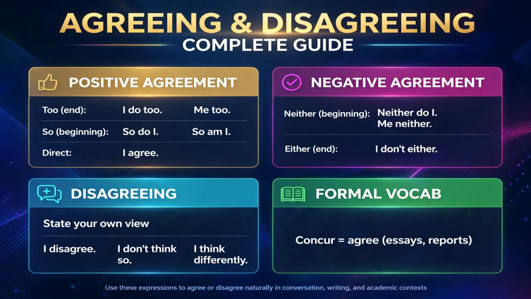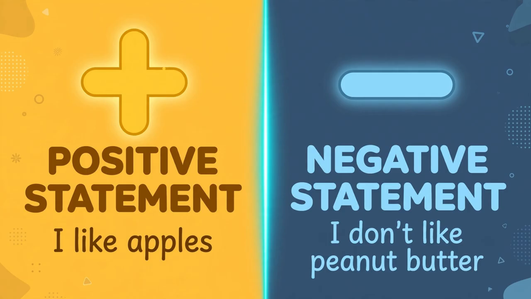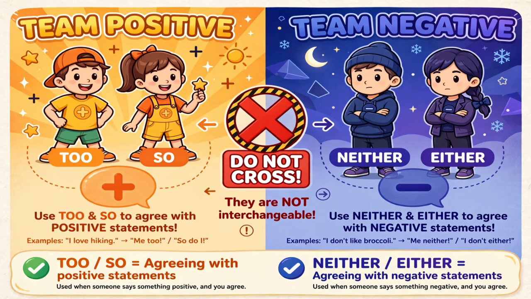Memory trick. Here's a simple memory trick. Imagine two teams. Team positive wears bright, happy colors. Their players are named too and so. Team negative wears dark, cool colors. Their players are named neither and either. When someone sends a positive message, Team positive responds. When someone sends a negative message, Team negative responds. Never send a positive player to answer a negative message. That's how mistakes happen.